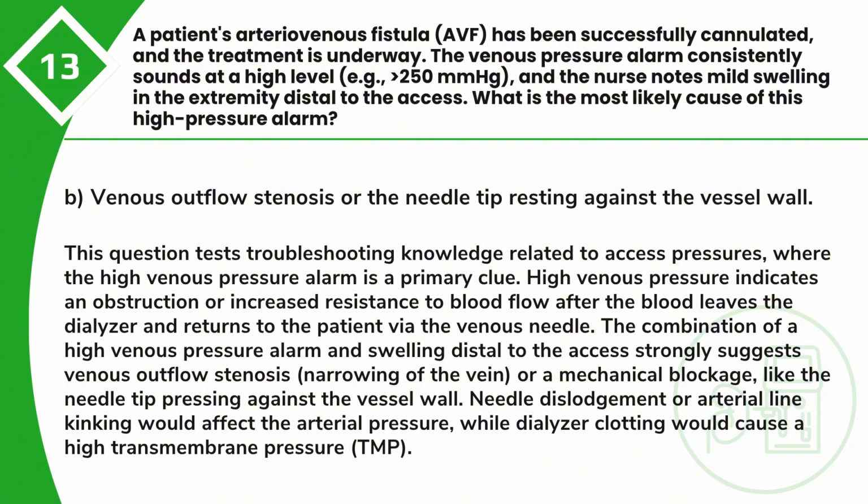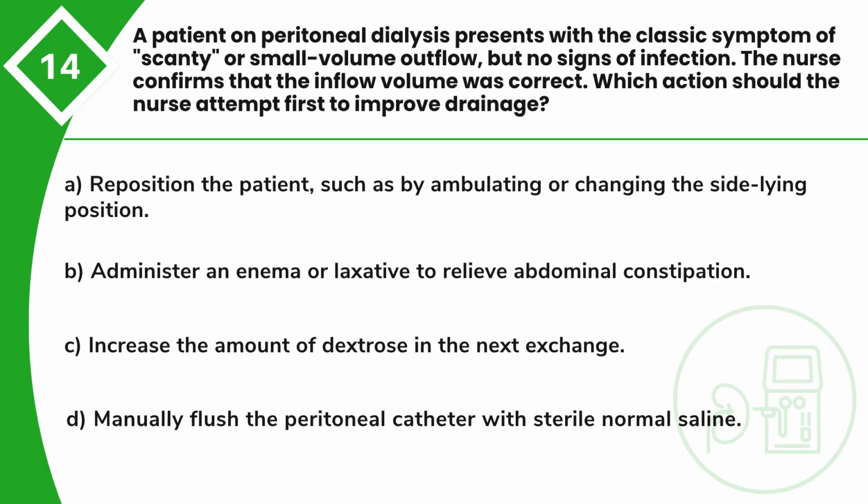Needle dislodgement or arterial line kinking would affect the arterial pressure, while dialyzer clotting would cause a high transmembrane pressure. Question 14. A patient on peritoneal dialysis presents with the classic symptom of scanty or small volume outflow, but no signs of infection. The nurse confirms that the inflow volume was correct. Which action should the nurse attempt first to improve drainage?